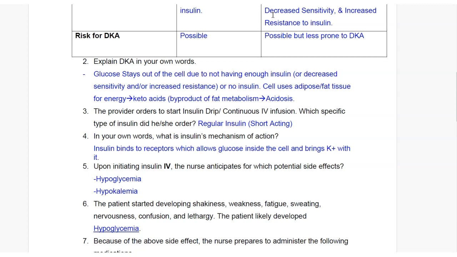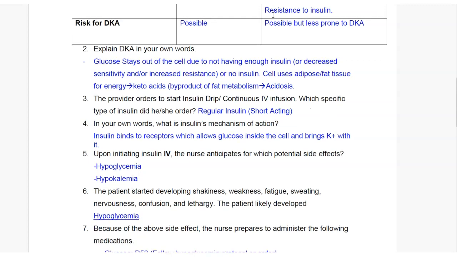Next question, the provider orders to start an insulin drip, or continuous IV infusion. Which specific type of insulin did he or she order? Now, as a vocational nurse, as a VN, you won't administer this. But you may be taking care of a patient that has this in collaboration with an RN. As mentioned in class, the only insulin that the registered nurse can give through the IV is regular insulin, which is a short-acting insulin.